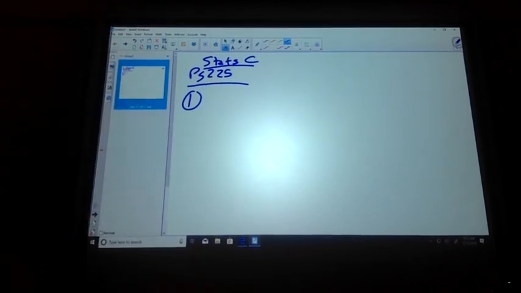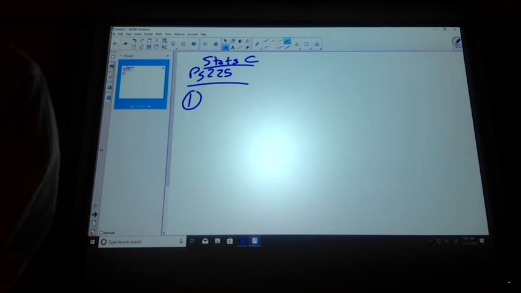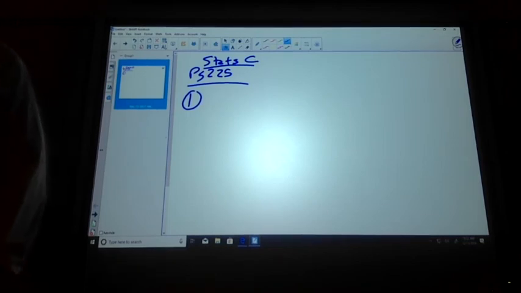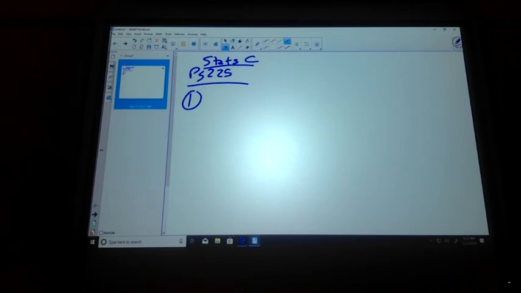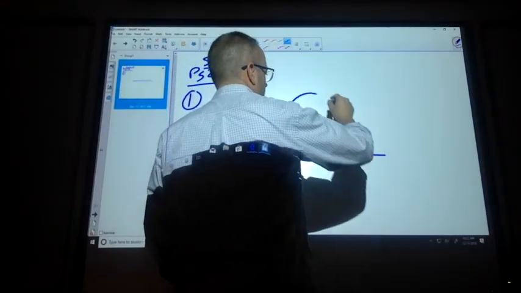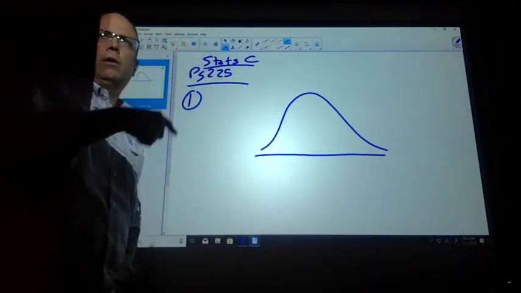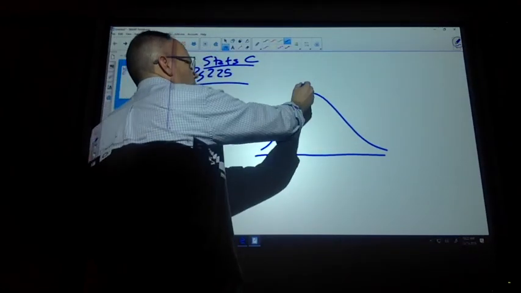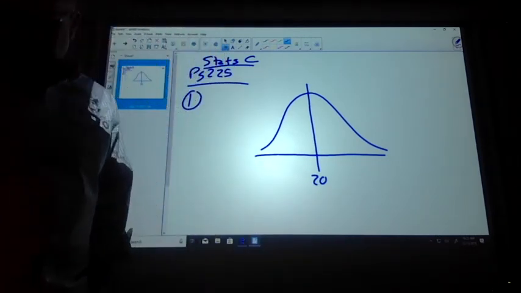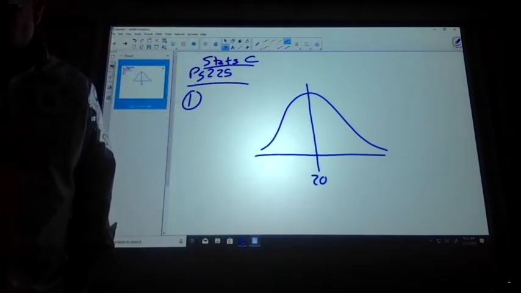It says, suppose you take 20 minutes on average to drive to school with a standard deviation of 2 minutes. Assuming a normal model applies, sketch your drive to school curve. That just means draw a normal curve. Do the best you can to make it look like that. The average is 20 minutes to drive to school, with a standard deviation of 2.